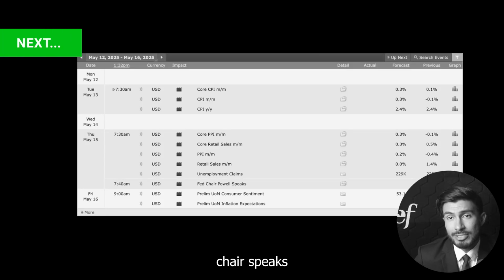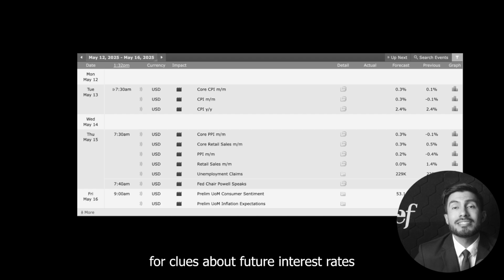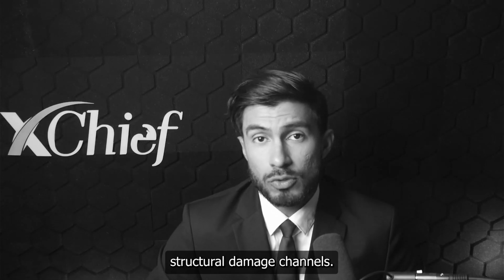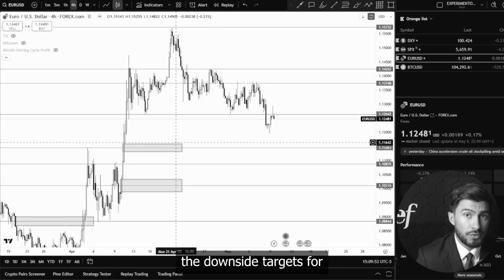Anytime the Fed chair speaks, the market listens closely for clues about future interest rates or economic conditions. JP Morgan identifies three key structural damage channels. If this shift continues, the downside targets for the euro would be.